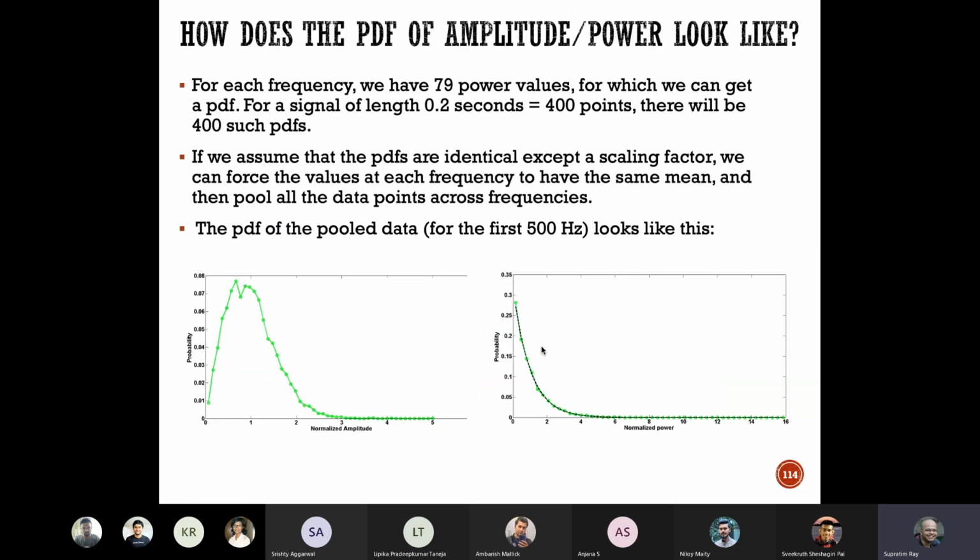It means that in a single trial, you can almost never estimate the true power of an oscillation. If the true power is 1, you will end up getting values that are very small most of the time and very large occasionally.